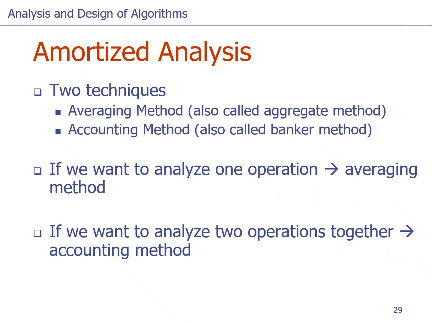So we're going to look at two techniques in amortized analysis. We're going to look at a method called the averaging method and another one called the accounting method, or the banker's method. Okay? When to use which? If you would like to analyze one operation that has an amortized behavior, which means one operation having two different asymptotic orders, so n to the 7 and n squared, and it's one operation only, then you use the averaging method.